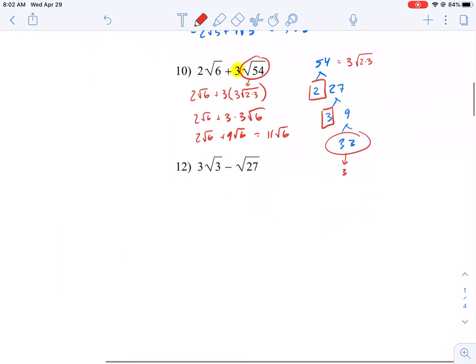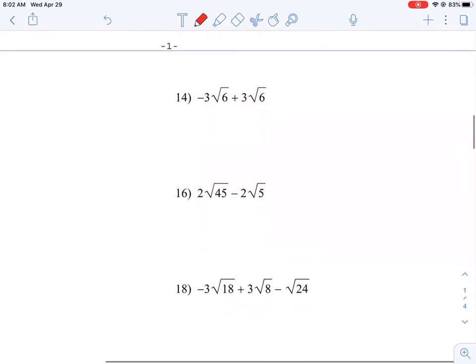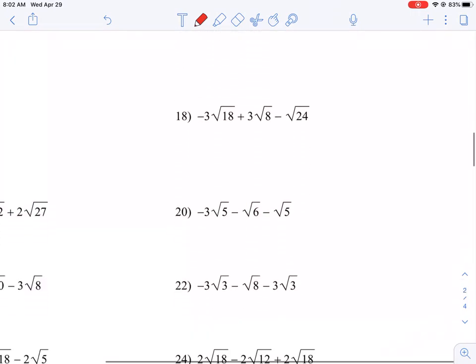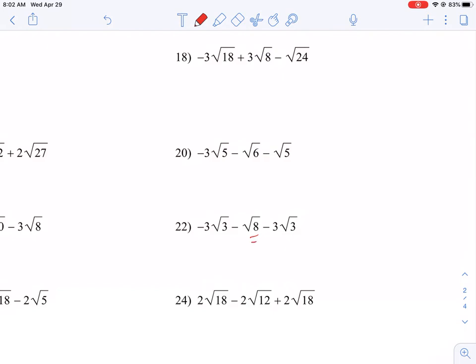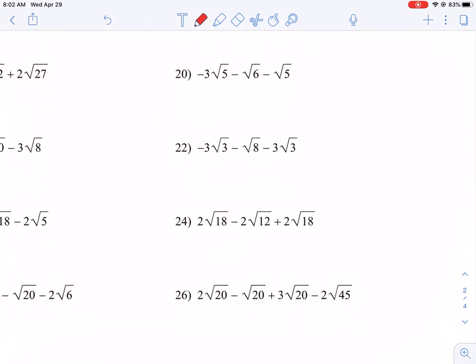All these other problems are essentially the same. You'll just need to simplify some of these bigger radicals first. Let me do number 22 real quick, and then we'll call it quits. So we have negative 3 radical 3 minus, okay, we need to simplify radical 8. At first glance, it doesn't look like it's similar to radical 3. So we break it down to 4, 2, 2.